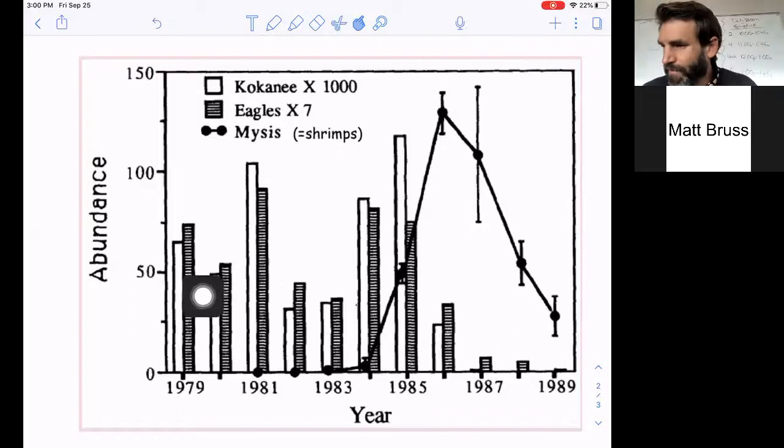So it was 50, but times 1,000, we can see there was about 50,000 salmon in 1980. And similarly, the eagles are about 50 here. So we would multiply that by 7 and see there's about 350 eagles. And the next year, 1981, is the year that the shrimp were introduced.